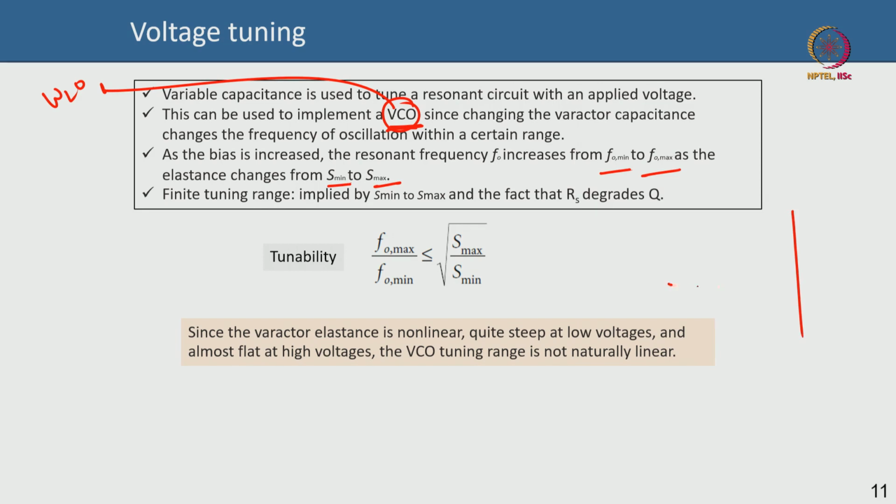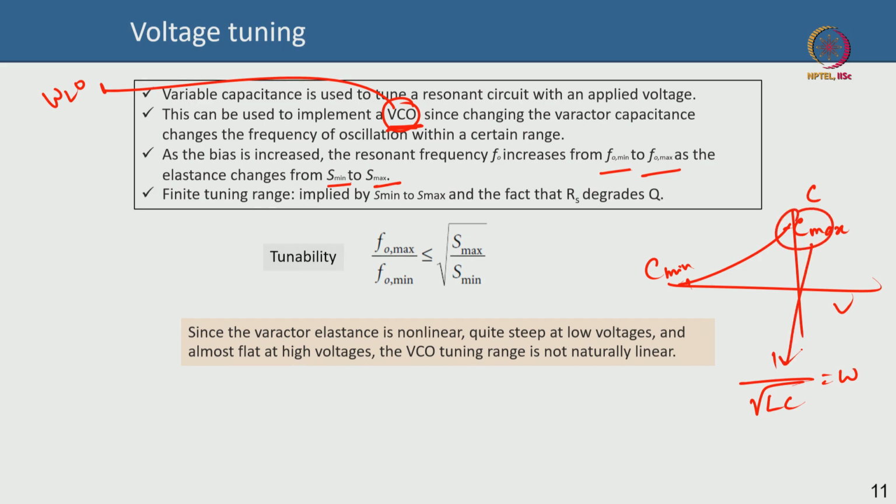Okay. So, if this is your capacitance and this is your voltage, this is your C max, and this is your C min, for instance, the minimum capacitance. Beyond that the breakdown happens. So, omega equals 1 by square root of LC, the resonant frequency. If your C is high, then your omega is low. So, the maximum capacitance corresponds to the minimum frequency, and maximum capacitance of course means minimum elastance. So, essentially minimum elastance corresponds to the minimum frequency.